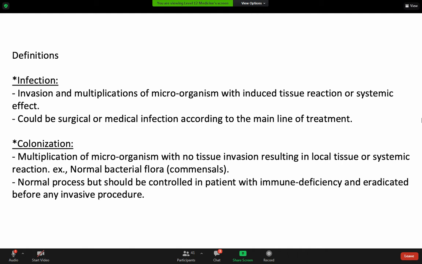What is the difference between infection and colonization? Colonization is multiplication of microorganism with no tissue invasion and no reaction. Clear?